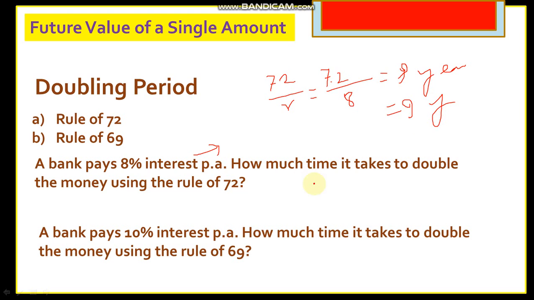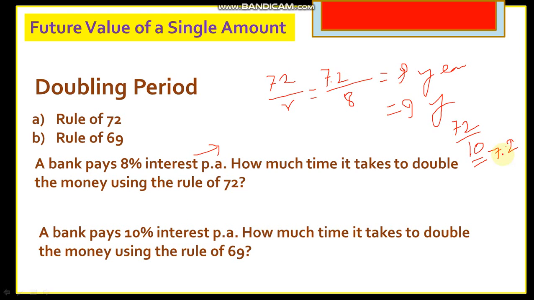Okay. Suppose the interest rate is 10%, right? So my rule of 72 tells me 72 divided by 10. So it takes 7.2 years to double my money. Okay. So that is my rule of 72. The second way, which is a little bit more close approximation, is the rule of 69. How does it work? A bank pays 10% interest per annum. How much does it take to double your money?